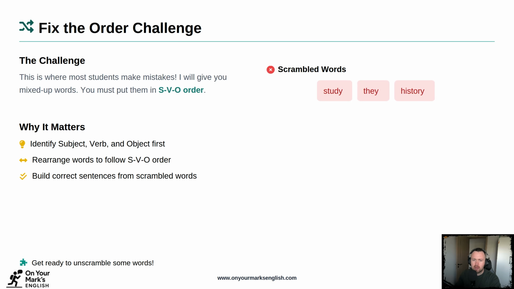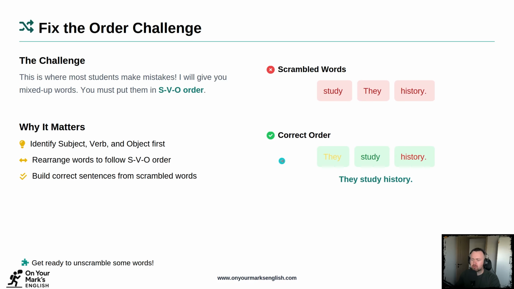Now, let's have a look here. We got some scrambled words, some scrambled sentences, and we want to put them into the correct order. Which order? The S.V.O. order, subject, verb, and object. So let's have a look at it. Study day history. Doesn't sound correct to me. So let's identify our subject, then our verb, and our object. Let's have a look together.